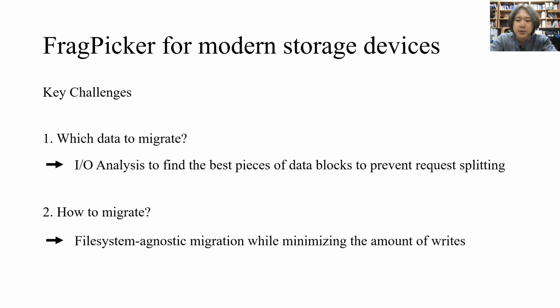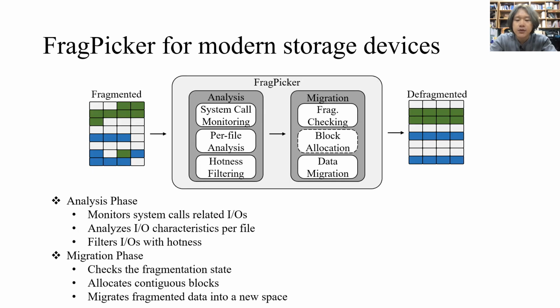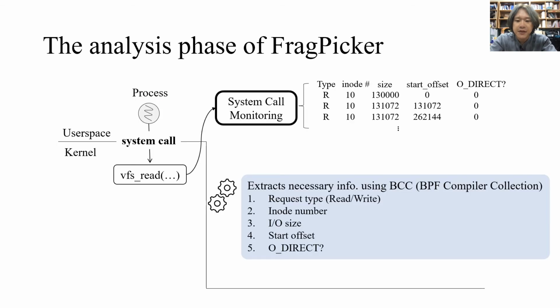To find out the optimal pieces of data for migration, FragPicker performs I/O analysis. Additionally, FragPicker utilizes some techniques to perform file system agnostic migration while minimizing the amount of writes. To achieve this, FragPicker consists of two phases, the analysis phase and the migration phase. In the analysis phase, FragPicker monitors the system call layer and extracts necessary information using BCC. BCC is a toolkit for efficient kernel tracing, making use of extended Berkeley packet filters. Using BCC, we extract various information such as request type.